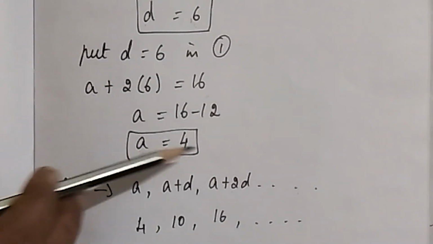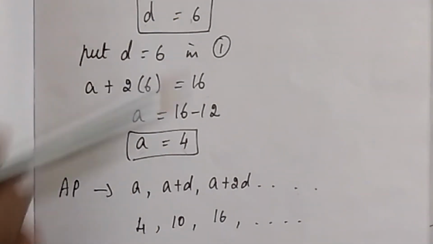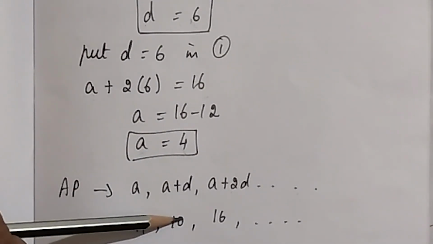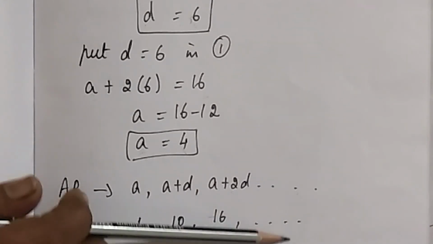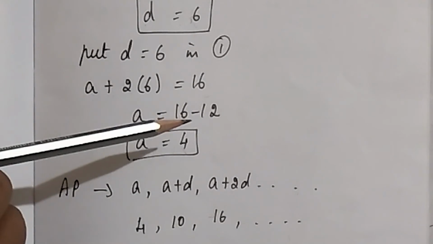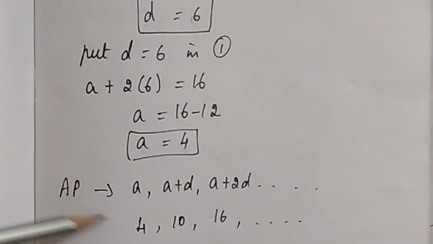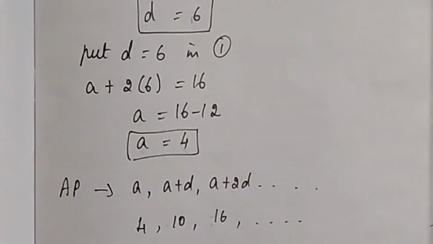So, what is the A? 4. You got it. Now, second term 4 plus 6, you will get 10. Third term 10 plus 6, you will get 16. Okay, fourth term 16 plus 6, you will get 22. Okay, understood? Then write AP is equal to 4, 10, 16 and keep going on. Clear? Understood? So, it is very important that if it is asked to find the AP, then you have to get the AP.